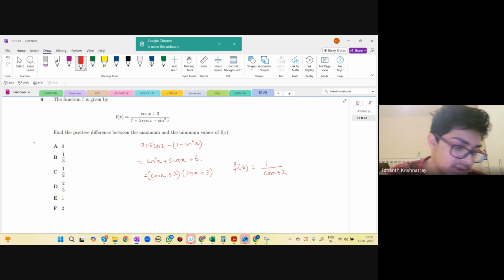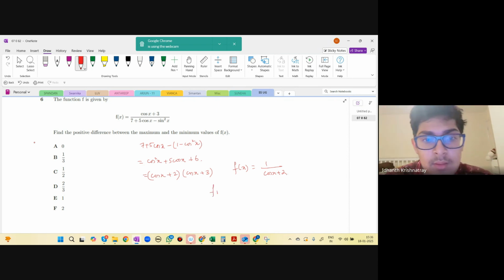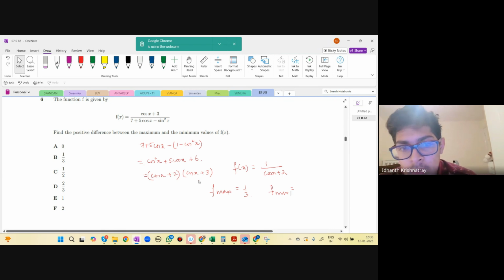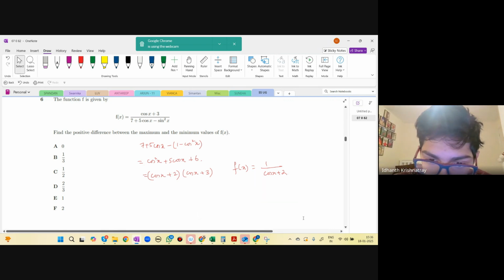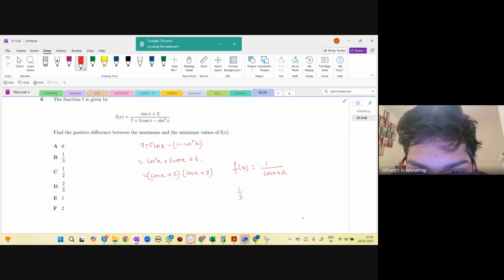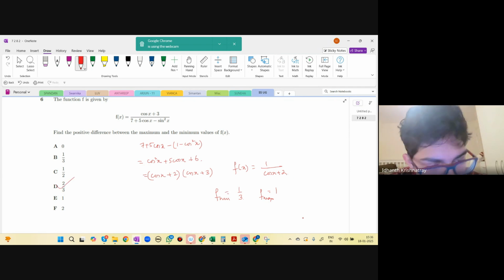So the maximum will depend on the value of cos x only. So f max will be 1 by 1 plus 2, which is 1/3, and f min will be, no, sorry. So f max will be 1, f min will be 1/3. And the other value would be 1. So this is f max and this would be f min. The difference would be 2/3.